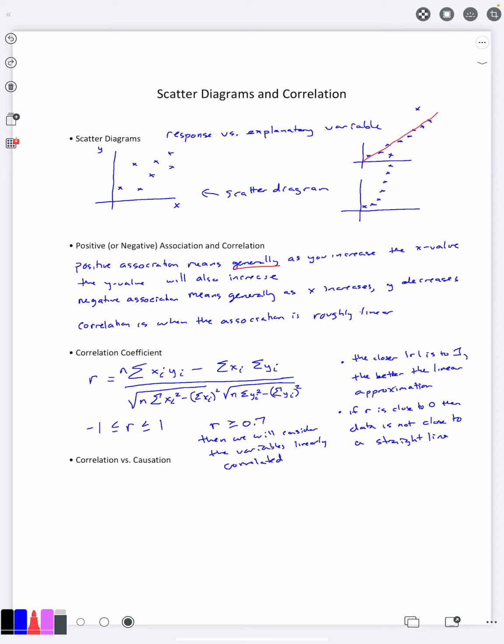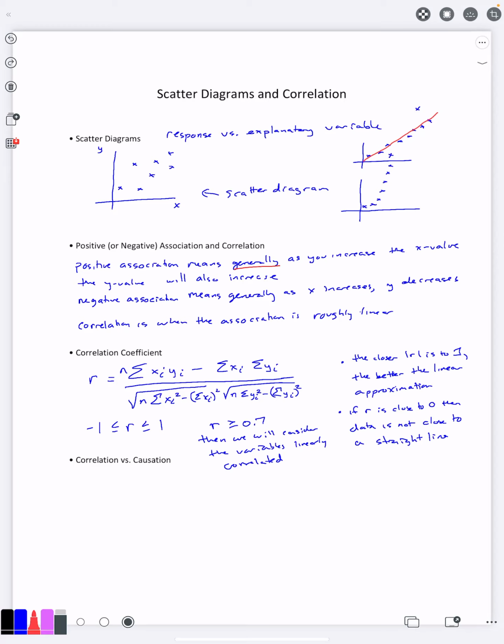The last thing I want to talk about, though, is that doing all of this, we calculate correlation. We can just say that these two variables are correlated, either positively or negatively correlated. Right? If our r is 0.8, they're positively correlated. If r is negative 0.9, they're negatively correlated.